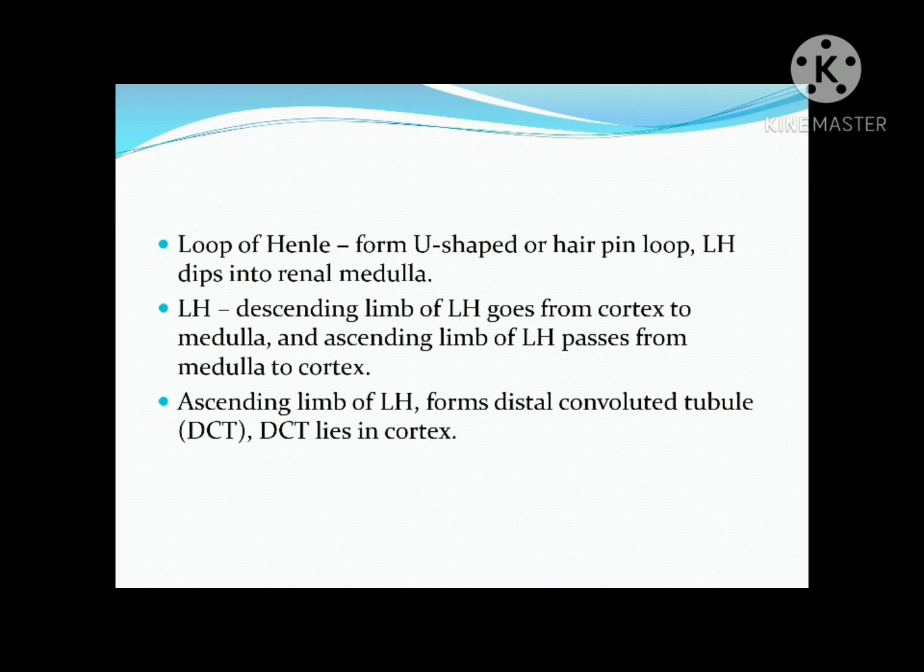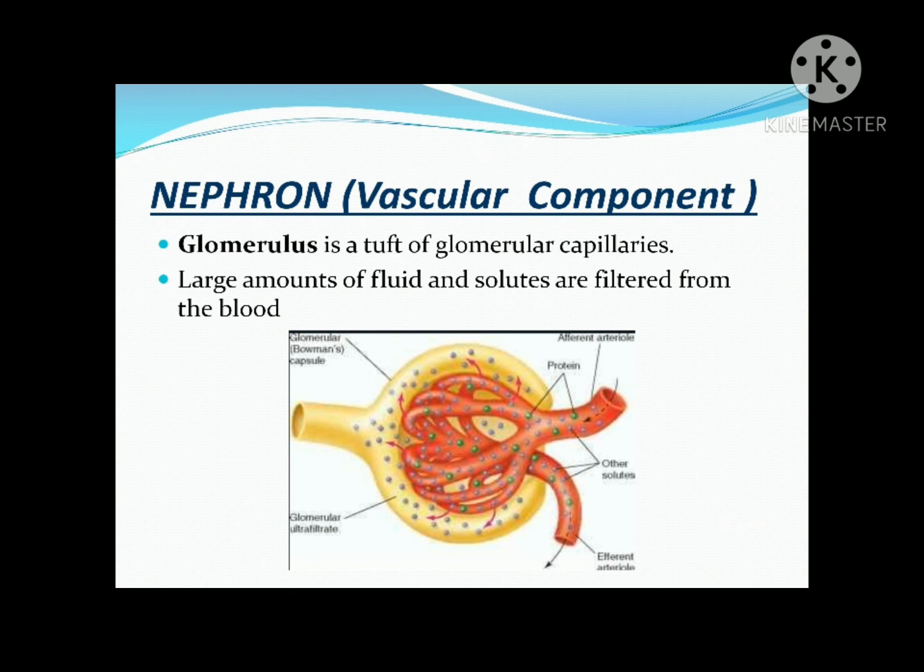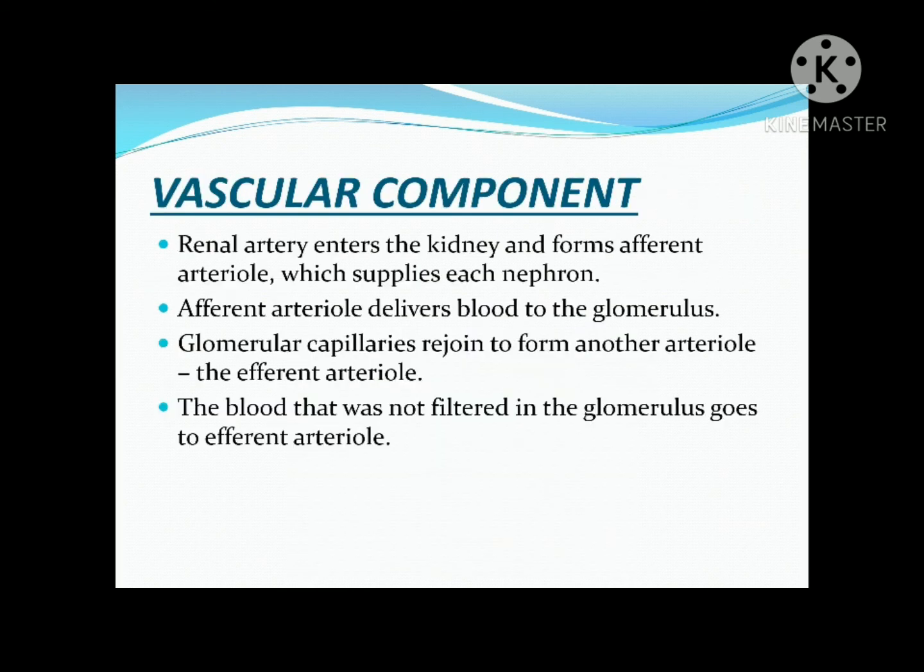Next is the vascular component. The glomerulus is a tuft of glomerular capillaries. Large amounts of fluids and solutes are filtered from the blood. Vascular component. The renal artery enters the kidney and forms afferent arteriole, which supplies each nephron. Afferent arteriole delivers blood to the glomerulus. The glomerular capillaries rejoin to form another arteriole, the efferent arteriole. The blood that was not filtered in the glomerulus goes to the efferent arteriole.